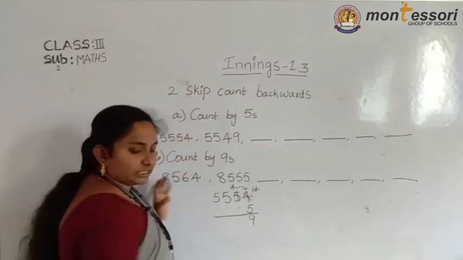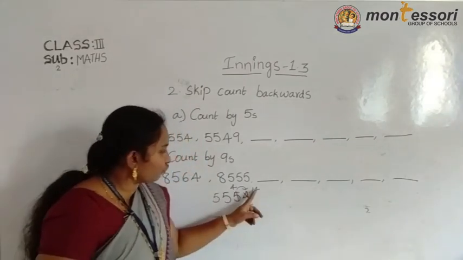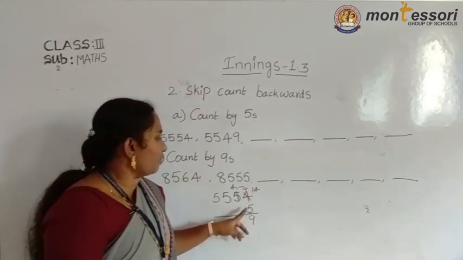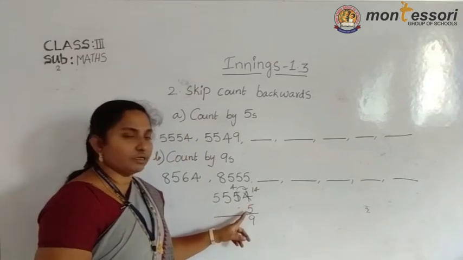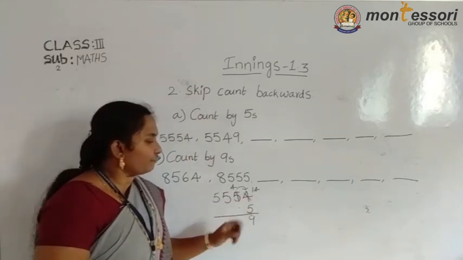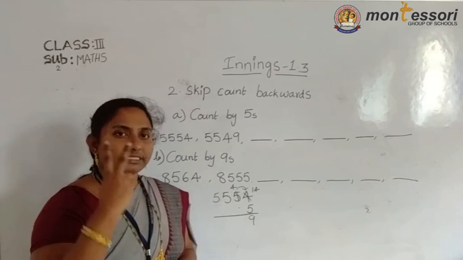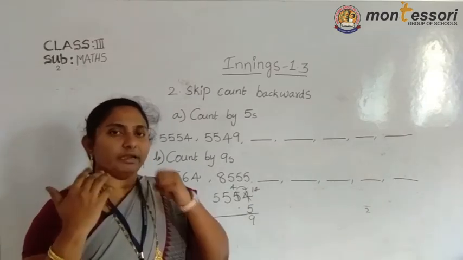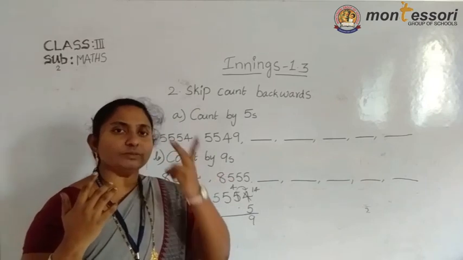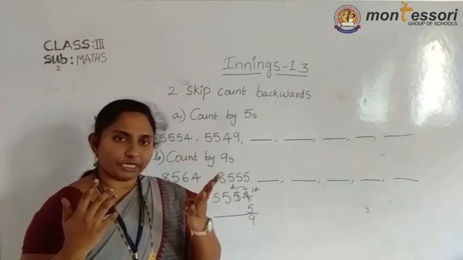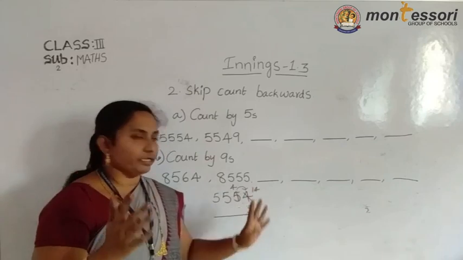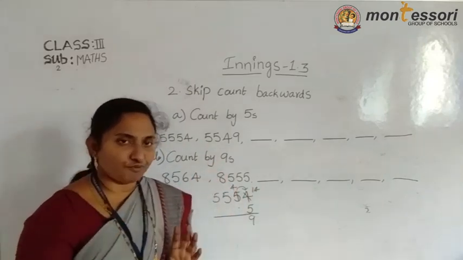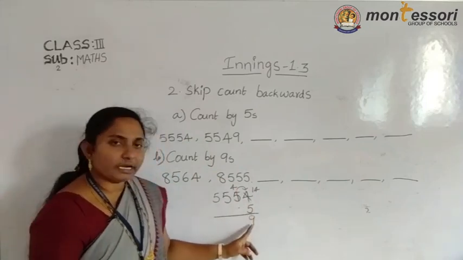Understood? Once again I am explaining. Here 14 is given, and I have only 10 fingers. So what can we do? We can do the subtraction. 14 minus 5: after 5, 6, 7, 8, 9, 10, 11, 12, 13, 14, up to 14. How many fingers do I take? Yes, 9 fingers. Now I am writing 9 here.